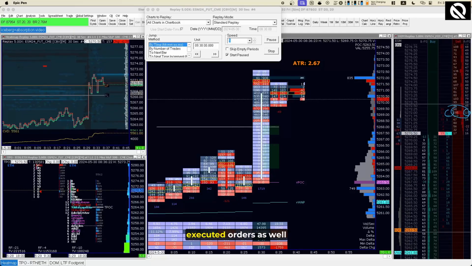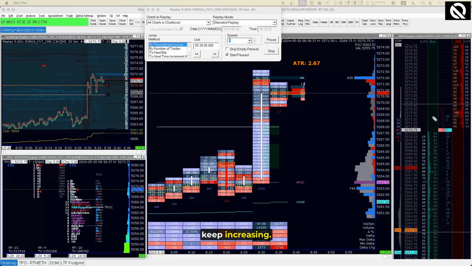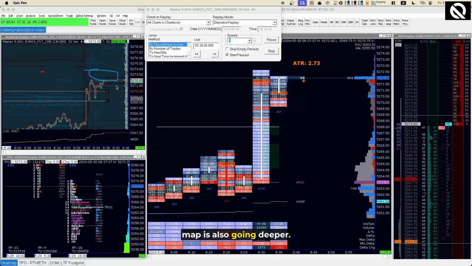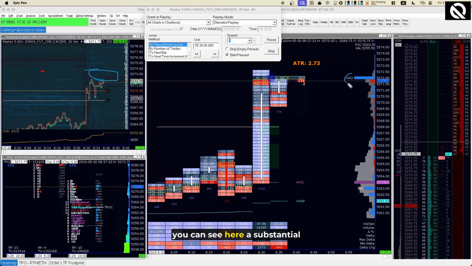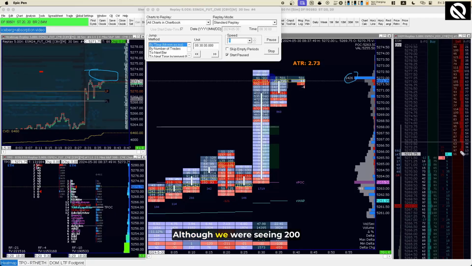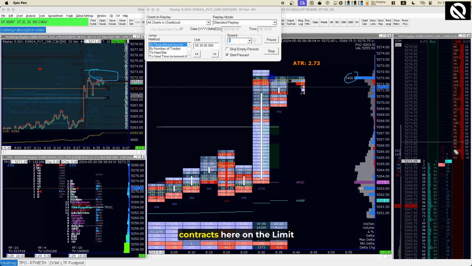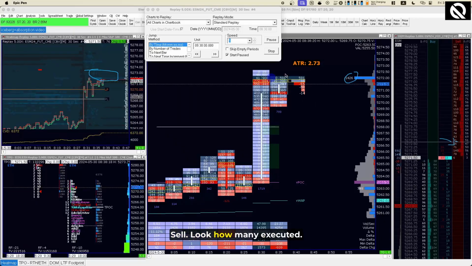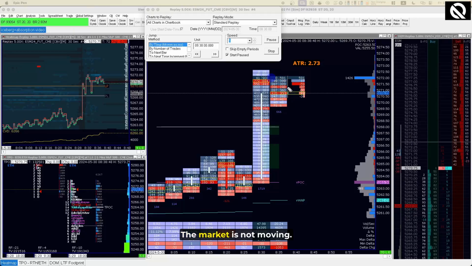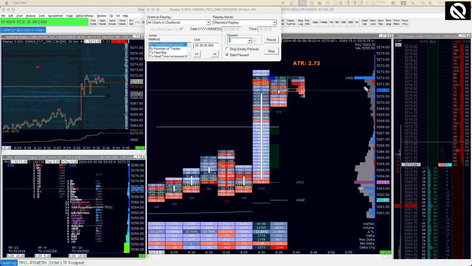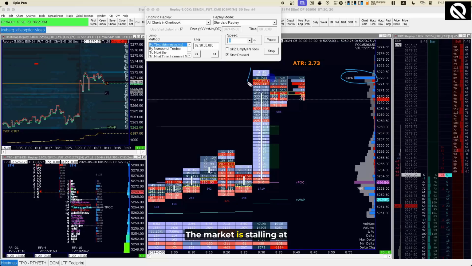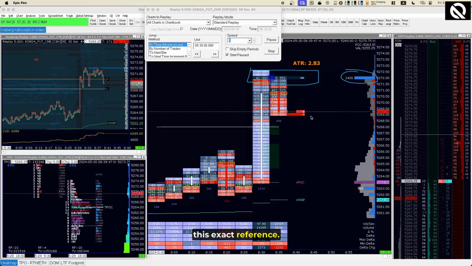And you will see here the executed orders as well keep increasing the moment we poke this reference. You can see here how the heat map is also going deeper in color. You can see here a substantial amount of contracts traded. The market is not moving. Although we were seeing 200 contracts here on the limit ask, look how many executed, okay? They keep trying to push the market higher. The market is not moving. Big delta, positive delta right here. The market is stalling at this exact reference.